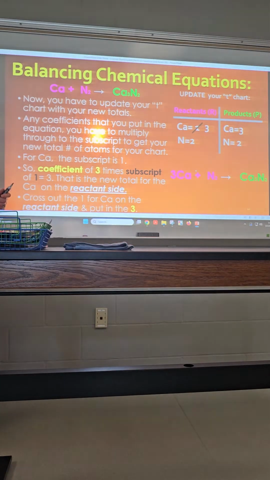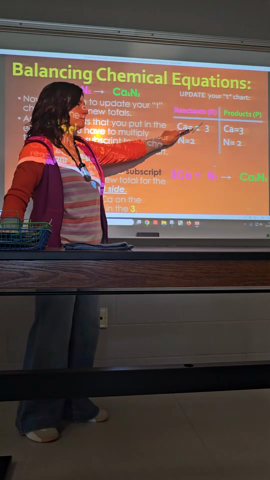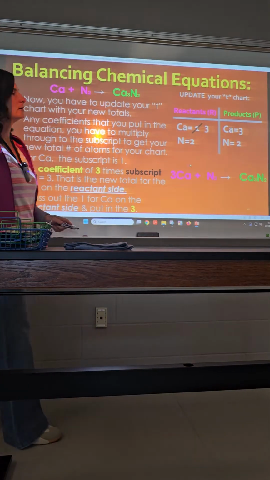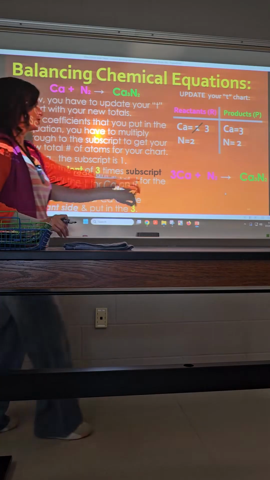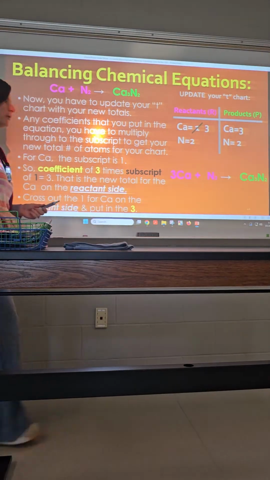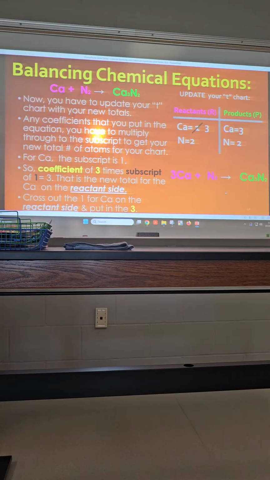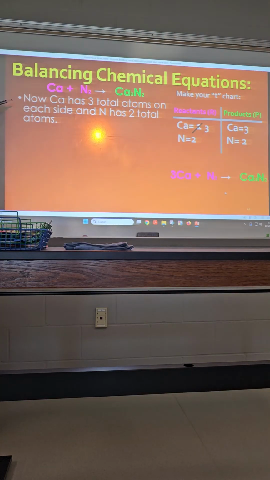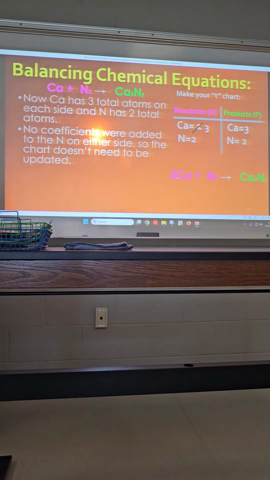Okay? Cross out the 1 in calcium on the reactants and put in that 3. Make sure you have that in your chart. Make sure you have a 3 in that box for that working equation kind of on the right-hand side. All right, so now on slide 43, calcium has a total of 3 atoms on each side, and N has 2 atoms on each side. We didn't need to add any coefficients to the N on either side, so nothing else needs updated.